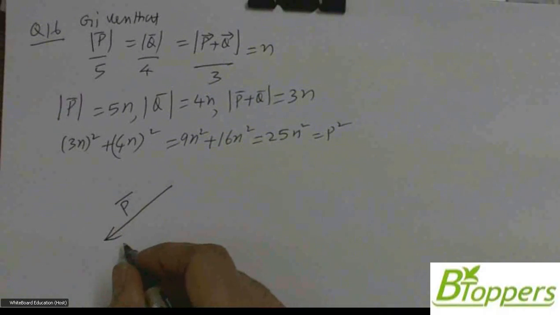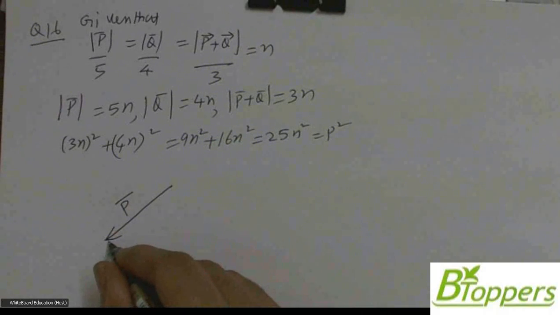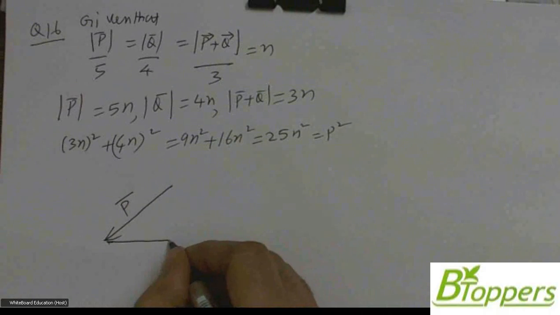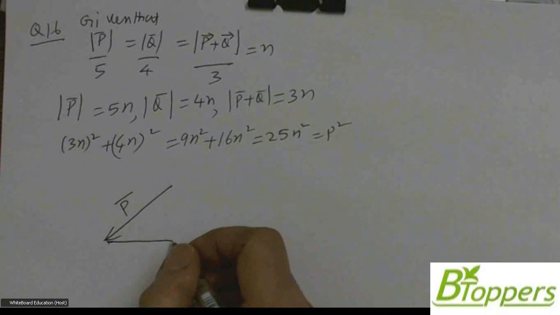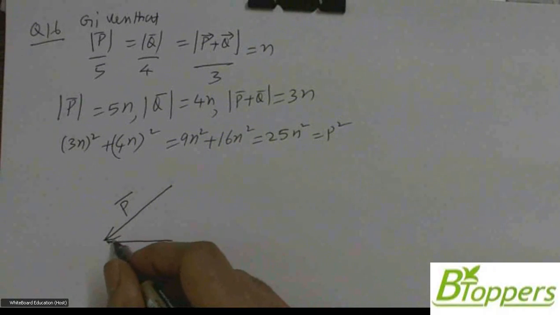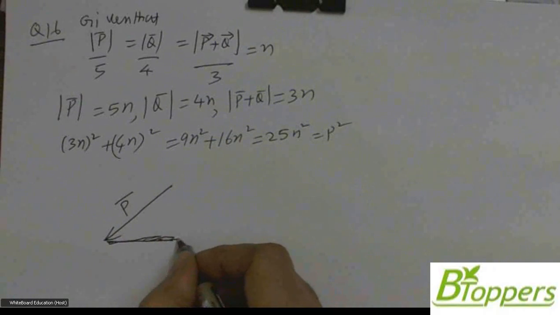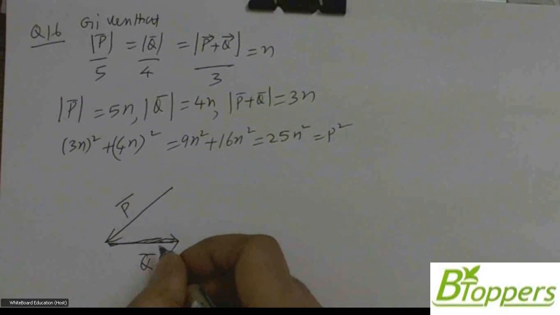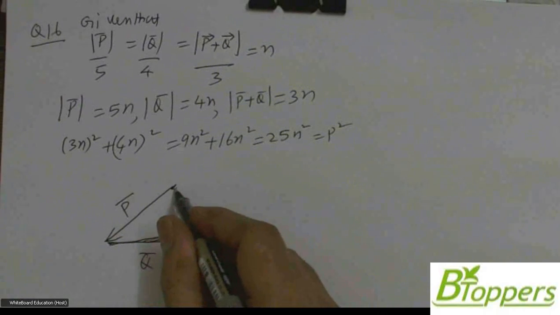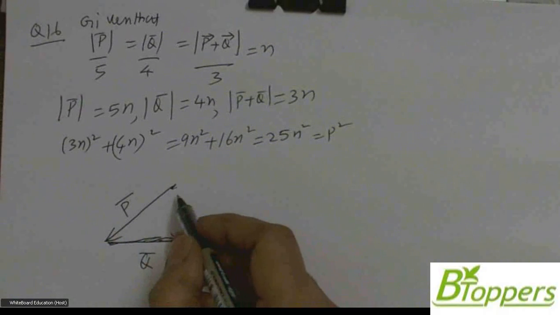According to the triangle law of addition of vectors, the two vectors p bar and q bar are graphically represented by the two sides of the triangle taken in the same order, meaning the head of p bar is attached to the tail of vector q bar. Then the third side of the triangle taken in the reversed order represents the resultant vector.